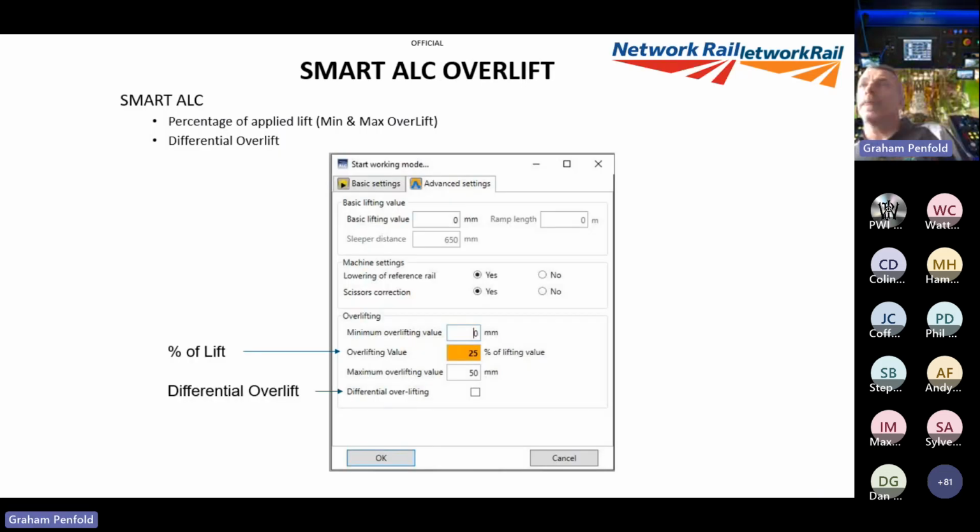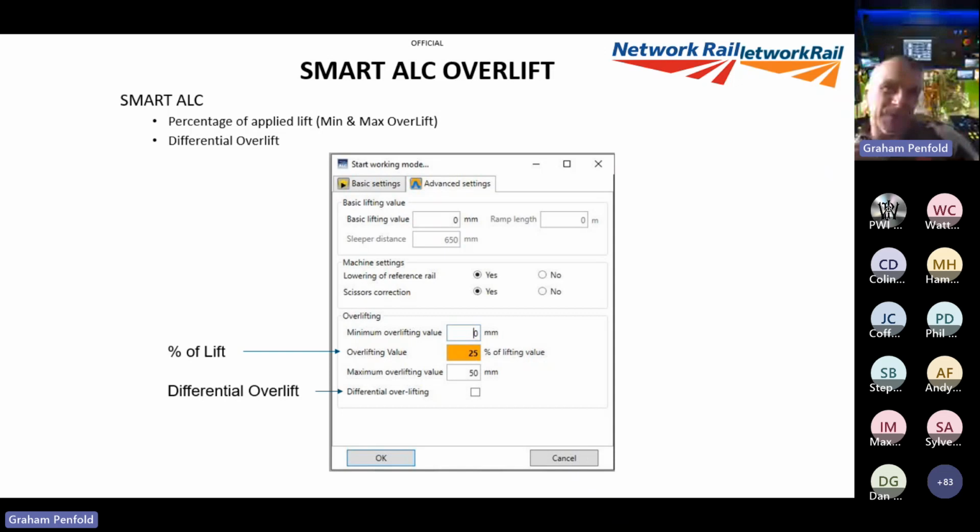Now, moving on, Smart ALC. So again, our 09-4x4 4S machines have Smart ALC. And you've got two options on this one again. The first one, again, very similar, it's the percentage of applied lift. As you can see, you've got a minimum and a maximum. The only difference here is, and be wary, it's not limited to 50%. In fact, it's not limited at all. So just be a bit careful.